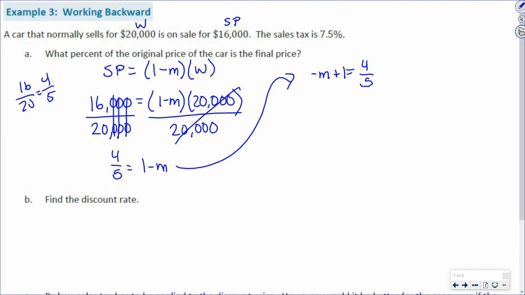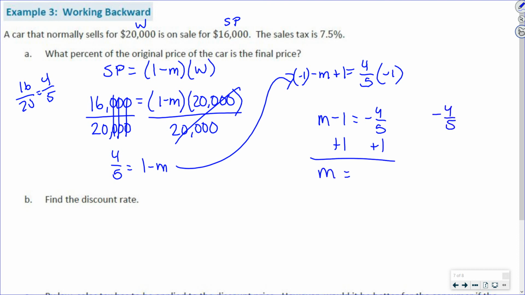Okay. Now, like I said, we never like to have a negative. So I'm going to multiply this whole thing by a negative 1. Everything by a negative 1. So now I've got M, negative 1 times a negative M is M. Negative 1 times a positive 1 is a negative 1. 4/5 times a negative 1 is a negative 4/5. I'm going to add 1 to both sides. Okay, so now I'm left with M equals a negative 4/5 plus 1, or 5/5. So that would be 1/5.